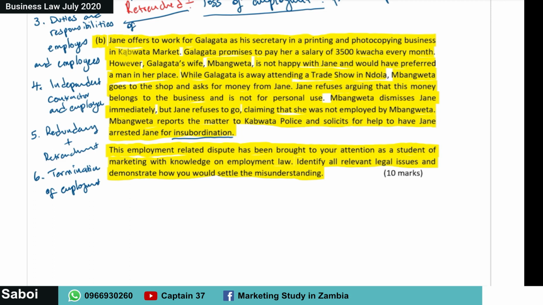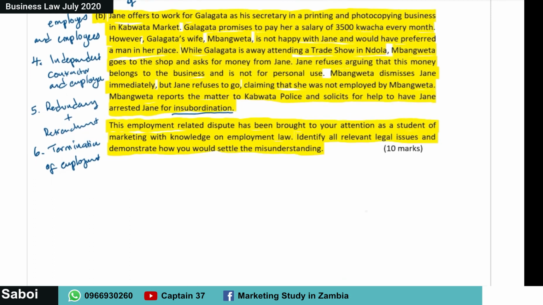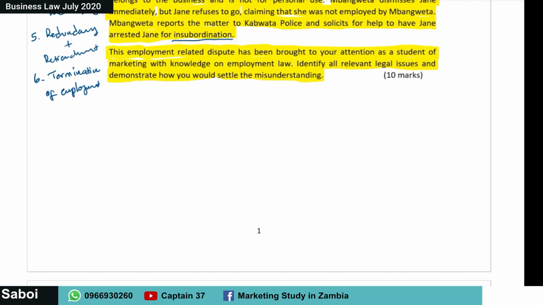And so there's a problem here. There really is a problem. The question says, what we're required to do is to identify all the relevant legal issues and demonstrate how you would settle the misunderstanding. So there is a problem here. And now let's deal with this particular problem first. Let's identify what the problems are. Number one, employer. These are the legal issues. We're identifying the legal issues.